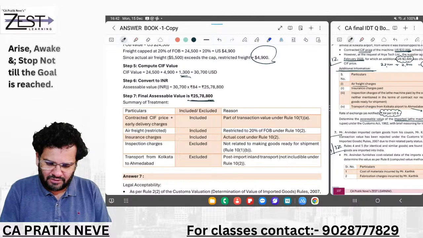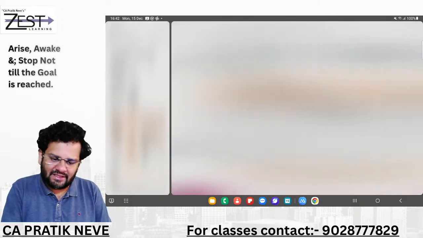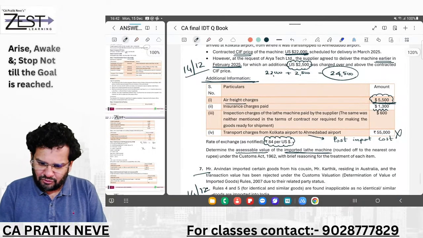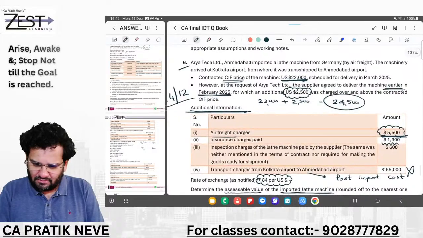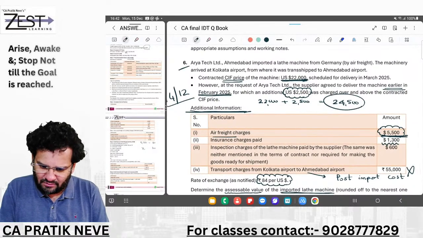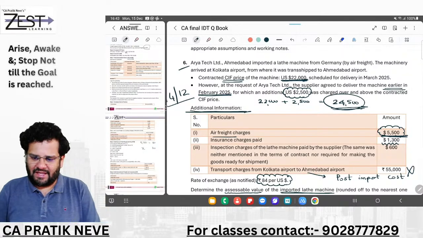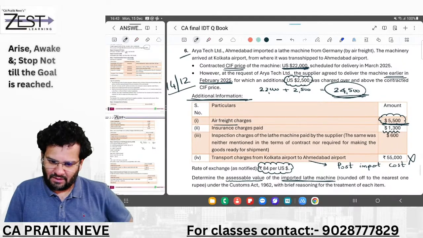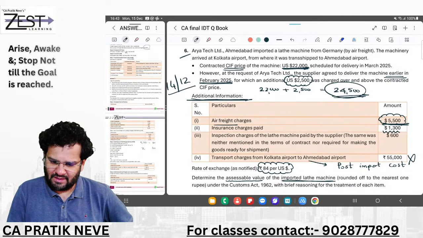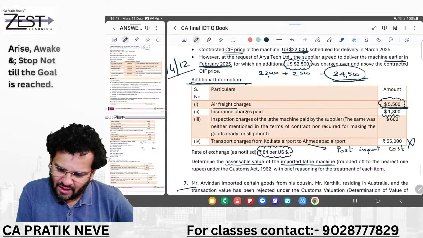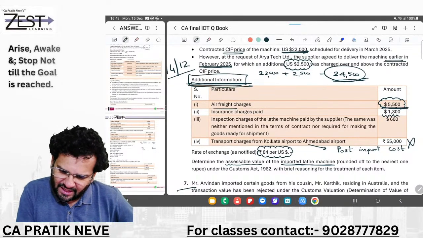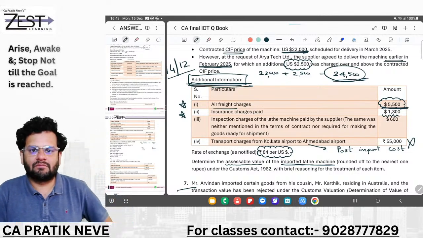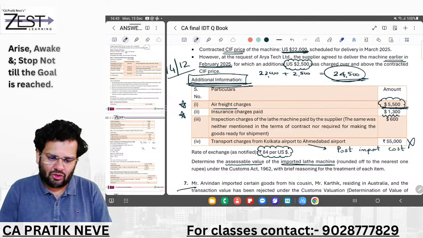So friends, even though they are calling it CIF value, we understand from the facts given that 24,500 is not CIF price, it is actually FOB price. Clear? So let's go ahead. We have assumed that this air freight and insurance is recovered over and above that. Okay, so let's go ahead and solve this.